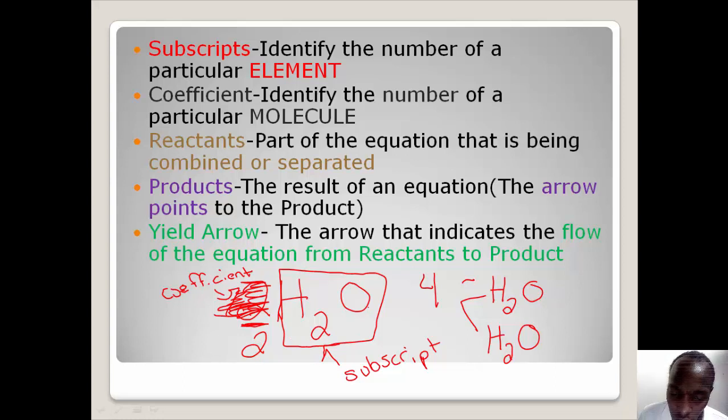Same here. If there's no number beside the oxygen, it's automatically assumed to be a 1. So 2 times 2 is 4, 2 times 1 is 2. So you have 2 oxygen, just like right here, you have 2 oxygen. So you take the coefficient and you multiply.